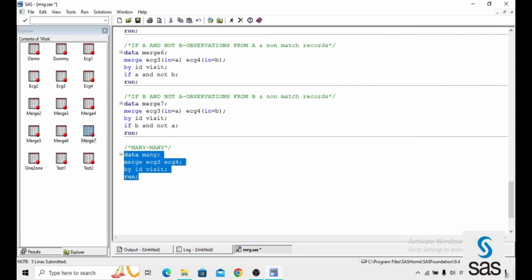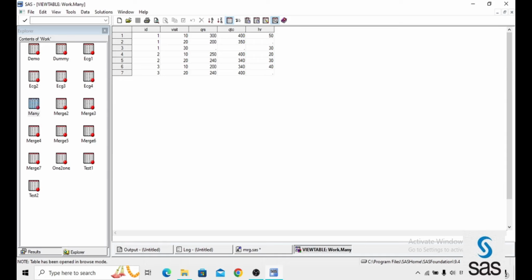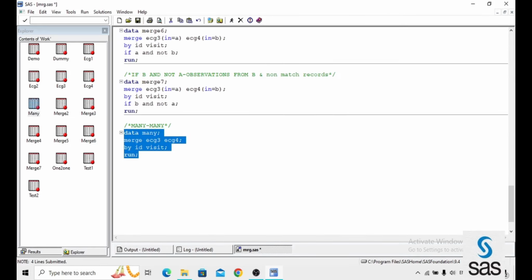We are running this code. Many. Got it? What is the difference here between 1 to 1 and many to many? In many to many, in the first there is 10, 20, 30; in the second there is 10, 20; in the third, 10, 20. We are getting all the observations. For 2 or more observations in one dataset, there are 2 or more observations in the other dataset.